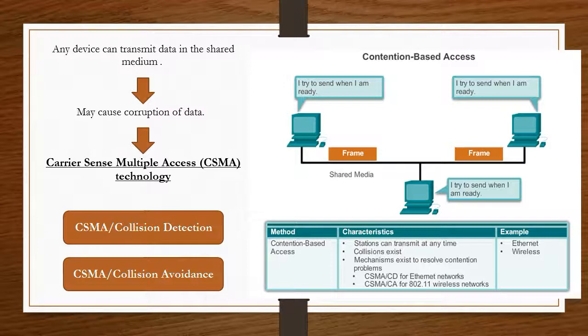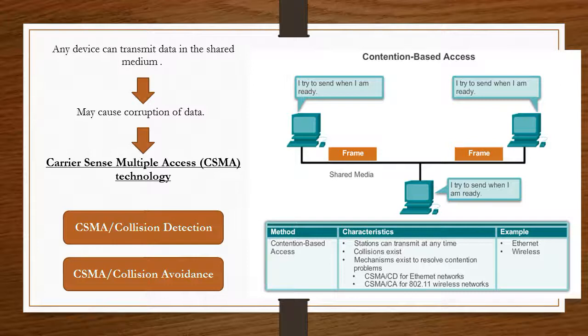The CSMA process is used to first detect if the media is carrying a signal. If a signal is detected, it means that another device is transmitting. When the device attempting to transmit sees that the media is busy, it will wait and try again after a short time period. If no signal is detected, it will transmit its data. However, this method is not infallible. That is why it uses two other methods to avoid this problem: collision detection and collision avoidance.